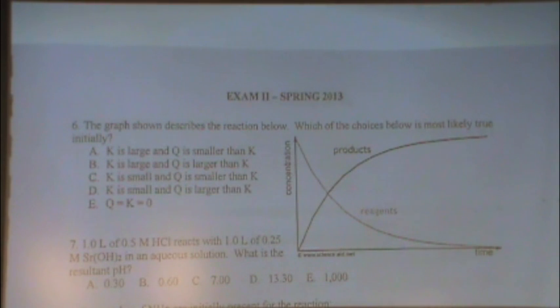HCl reacts with strontium hydroxide in aqueous solution. Okay, in the first case, there's 0.5 moles of HCl. In the second case, there's 1 times 0.25, but there's 2 hydroxides, so there's 0.5 moles of that. So there's equal moles of acid and base, right? So it looks like 7.